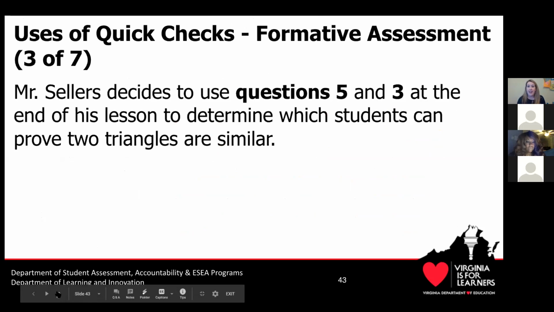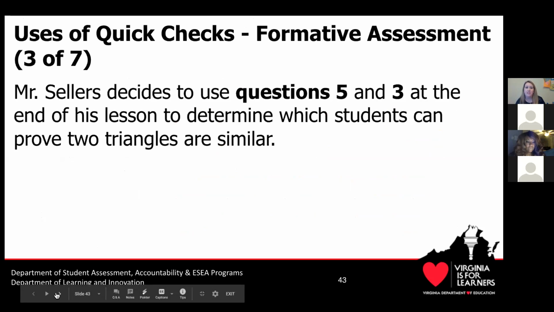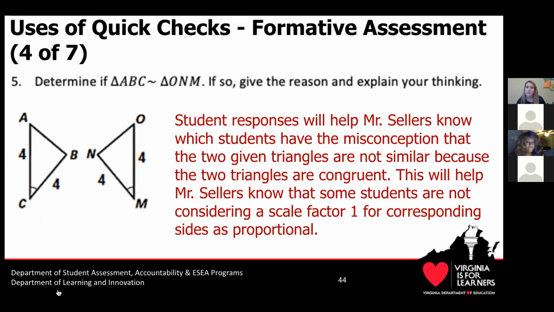So you could use them as an exit ticket. You can use them in the middle of the lesson, whatever works best for you. So let's look at questions 5 and 6 that he might use at the end of the lesson, right? And these questions are more focused on proving triangles similar, right? So we've practiced our corresponding sides and identifying those. Now we're going to go into proving similarity, okay?